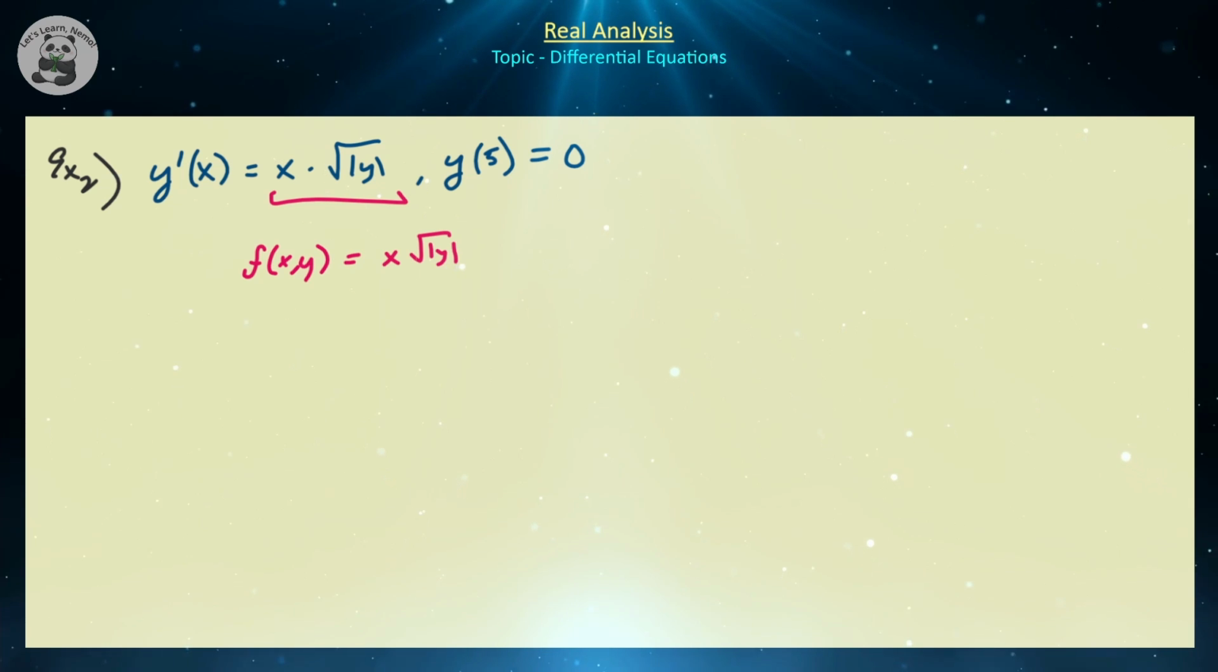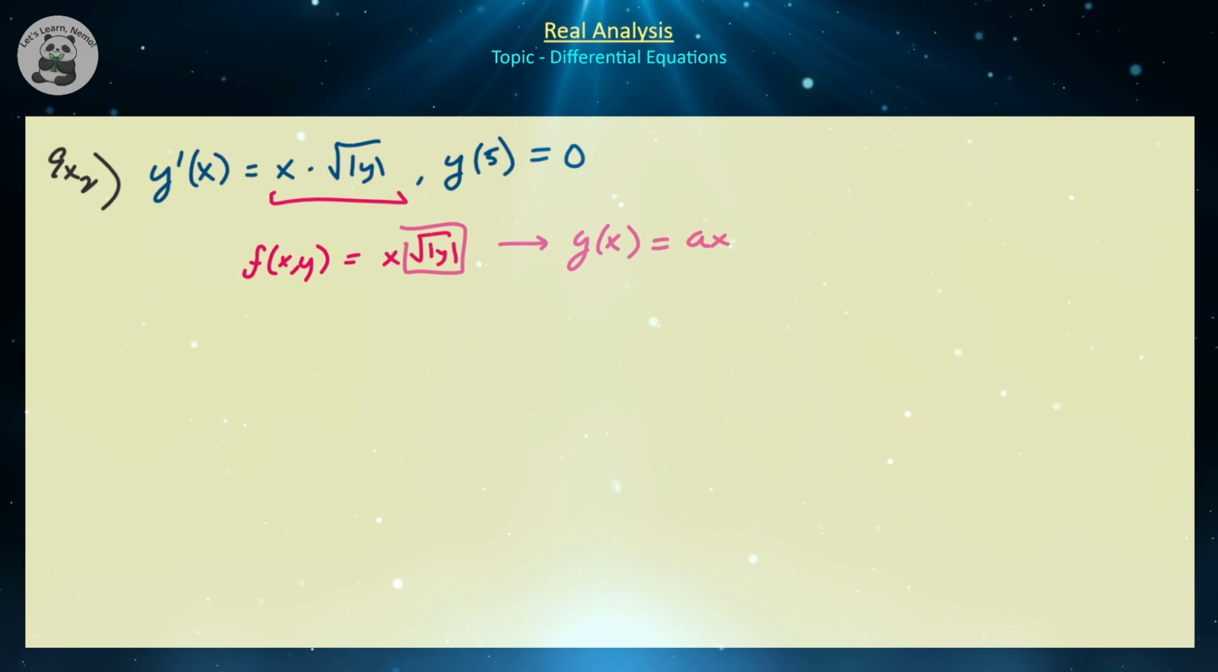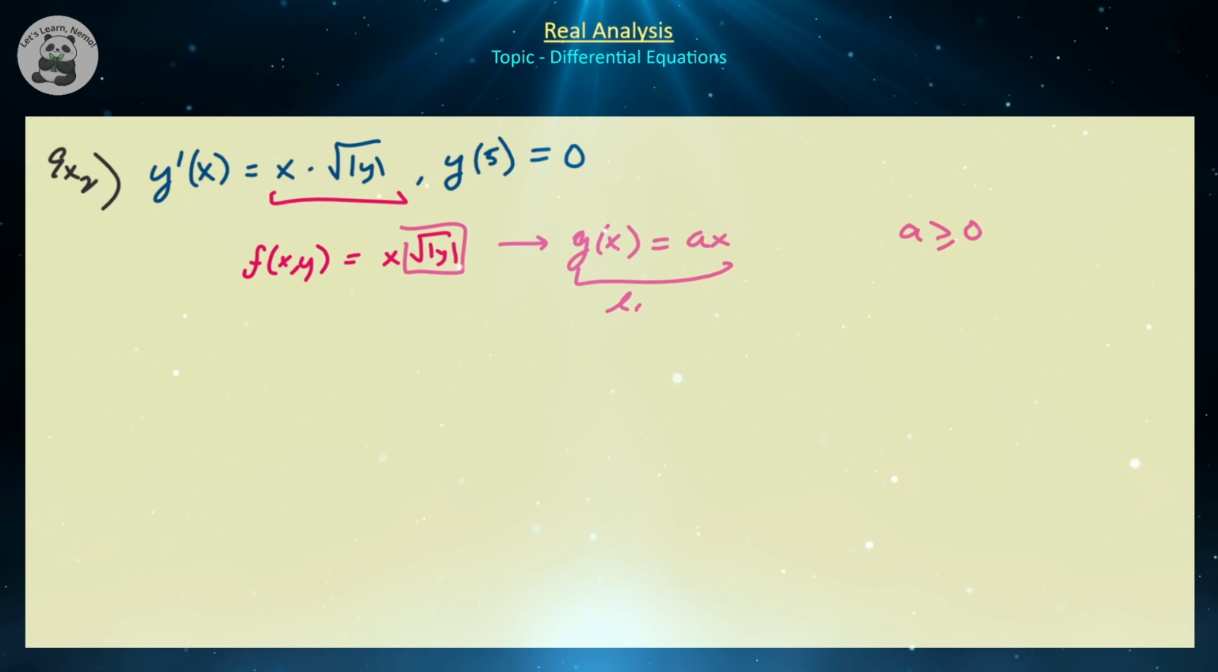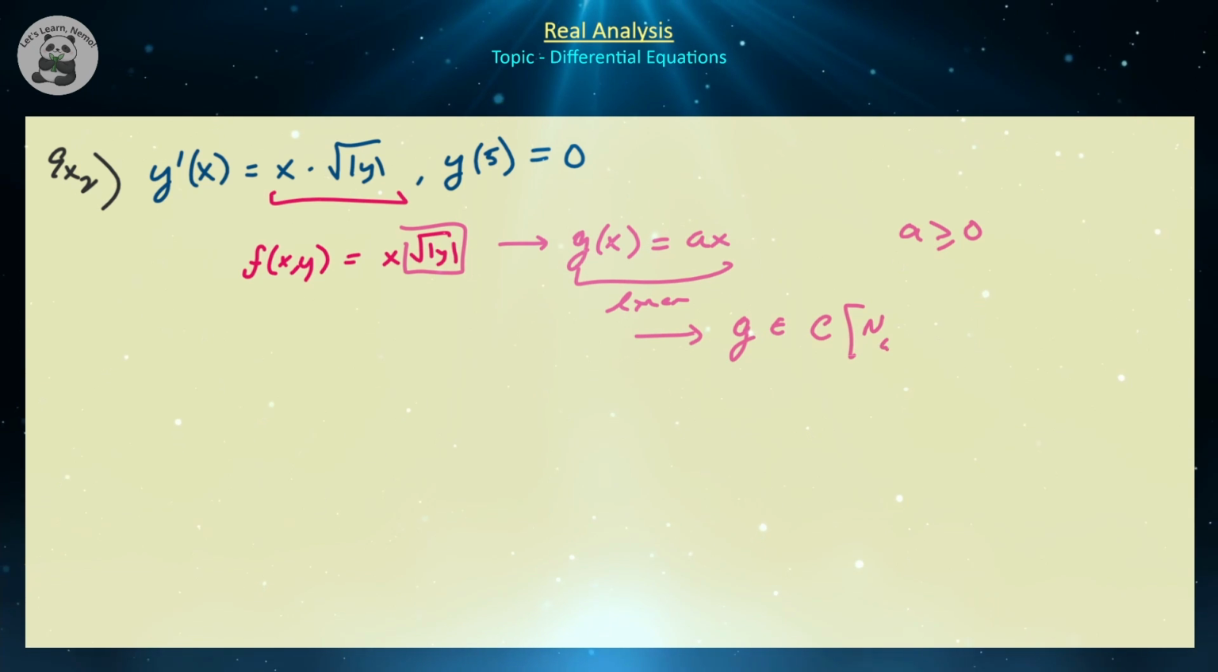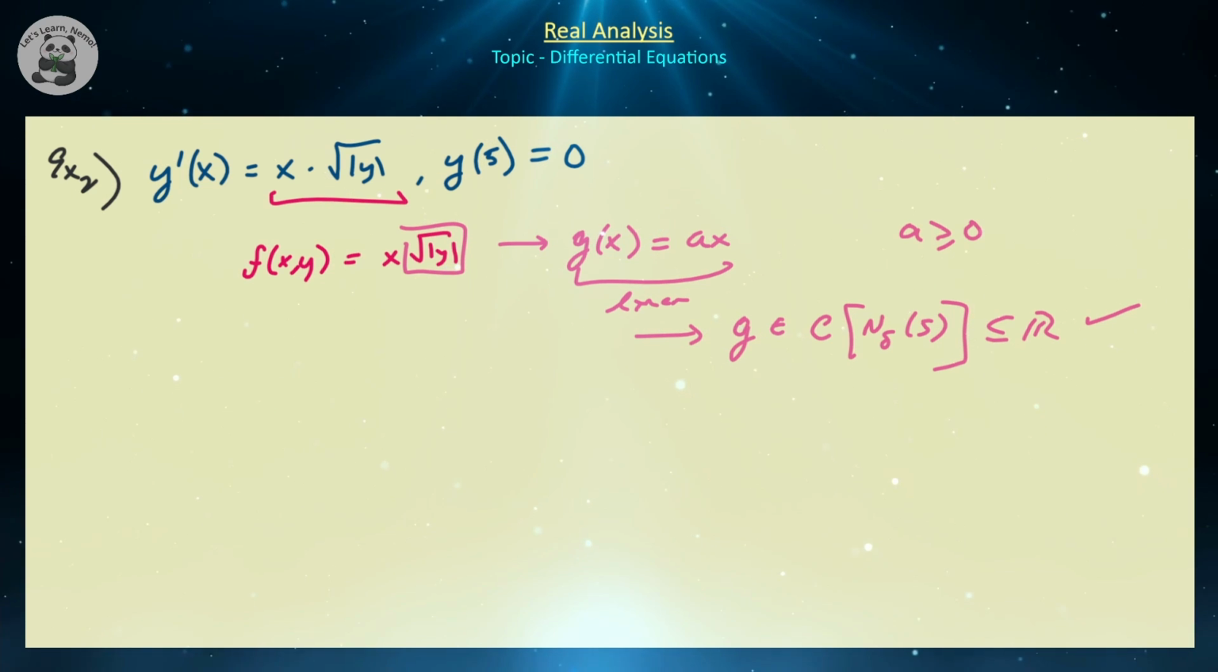So we need to make sure that it's continuous in x. If it's continuous in x, the square root of the absolute value of y is just a number, so I'm just going to call it a, where a is a positive number. It could be 0, so a is greater than or equal to 0. So we have g of x equals a times x, which is obviously a linear function, and we know that this linear function is continuous and also differentiable, and it's continuous in the neighborhood around x equals 5. Moreover, it's continuous on all of R. So the first property for existence and uniqueness is satisfied.